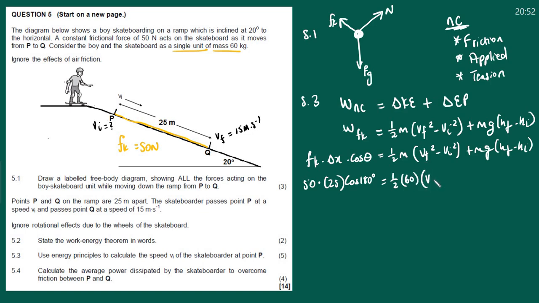We're looking for the final. Oh, the final is given as 15. The initial is not given, it's the one you're looking for. The mass is 60. Nice. And then 9.8. Final height though, we don't have heights there. Do we have heights? Oh, P and Q on the ramp are 25 meters apart.